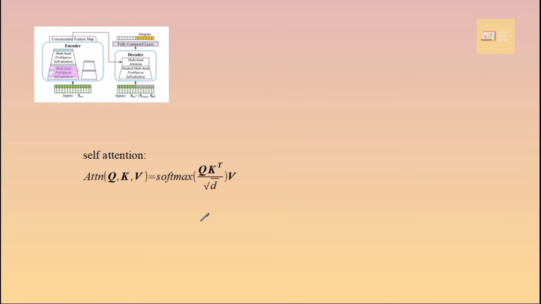To describe this function in words, it is a weighted sum of the values, that is the matrix V here, where the weight is the softmax of the scaled dot product between the query and the key. The dot product of Q and K is scaled by 1 over the square root of d, where d is the input dimension. So in our case, that would be d_model, because the input of the self-attention layer is the output of the input representation layer.